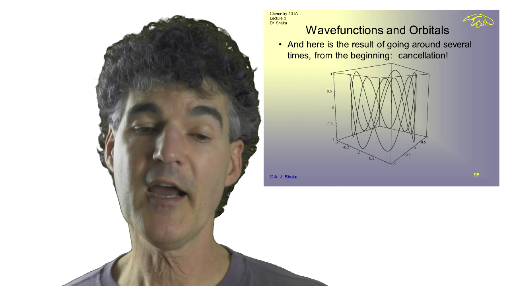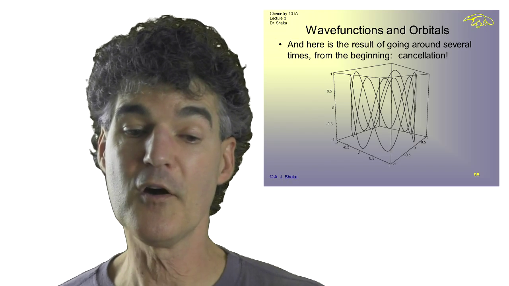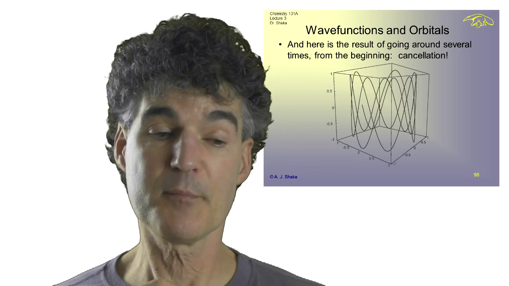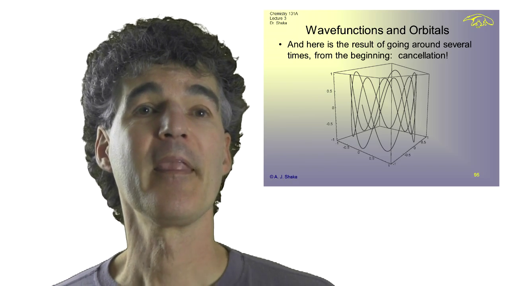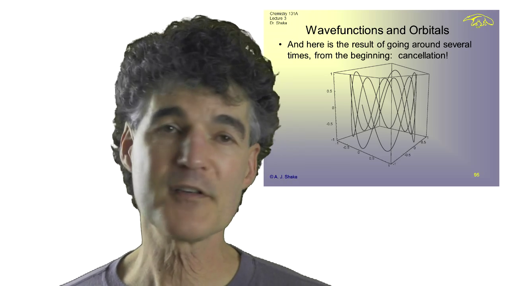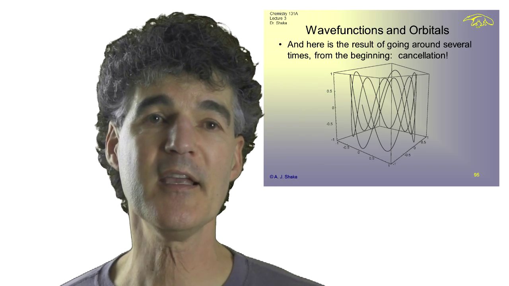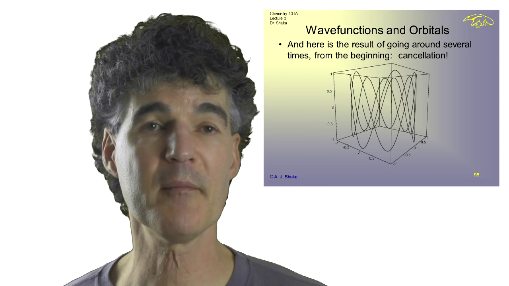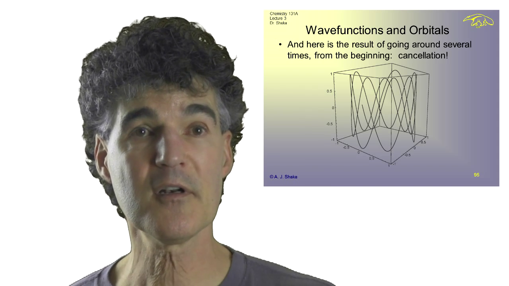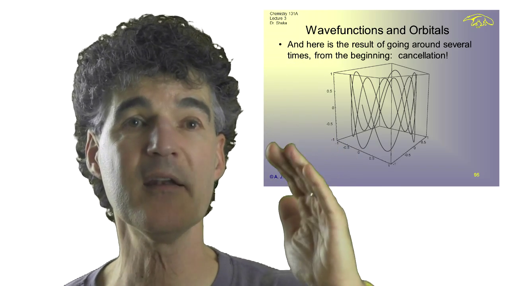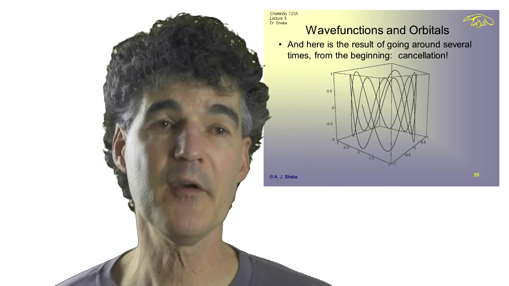Now, there could be a higher one with, instead of three lobes, four. It goes around four, and that perfectly matches too. But there's not 3.5, and there's not 3.1, and there's not pi lobes. There's exactly an integer number of lobes, and that means there are a certain number of integer energy levels that the electron can be in, and it can't just be anywhere.